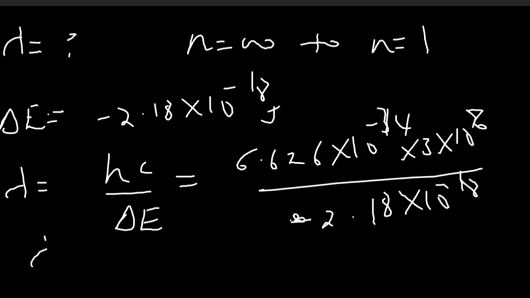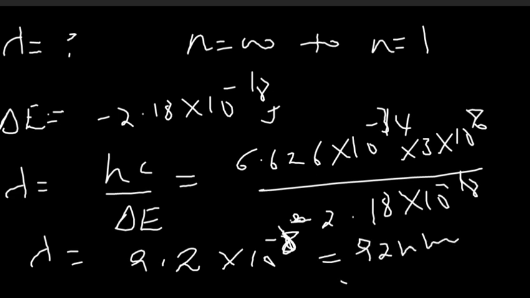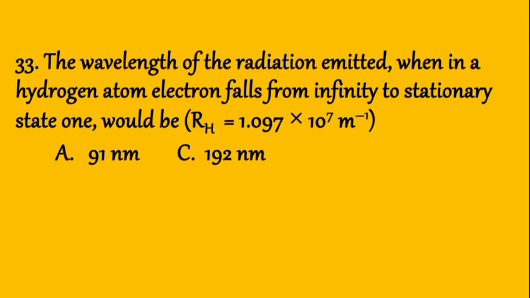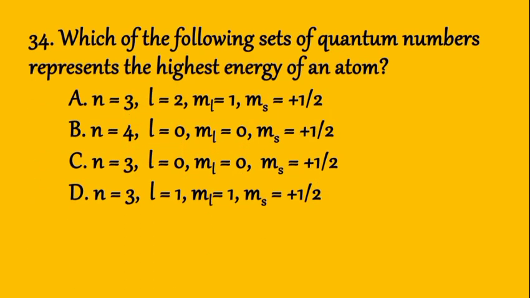So wavelength equals 9.2 times 10 to the power of -8 meters, which is 92 nanometers. 92 nanometers is the answer. The options are 91 nanometers, 192, 406 nanometers, and 9.1 times 10 to the power of -8 nanometers. So the answer is A.